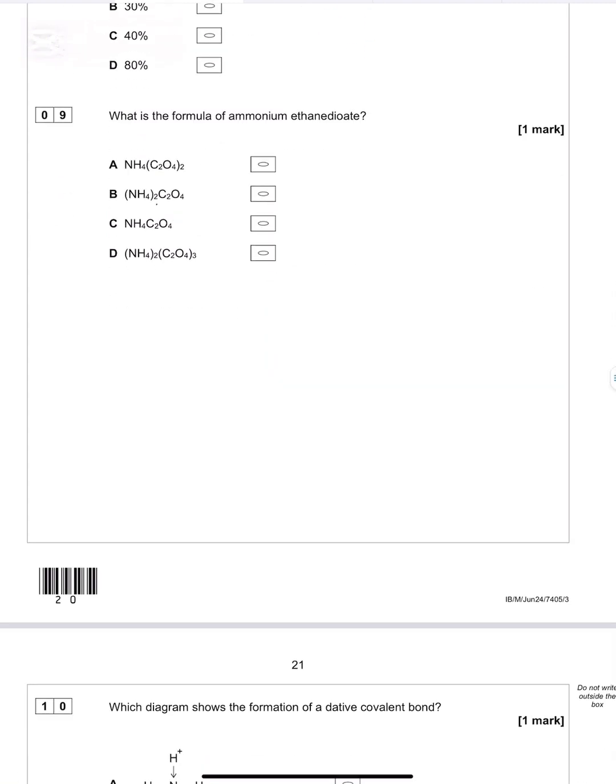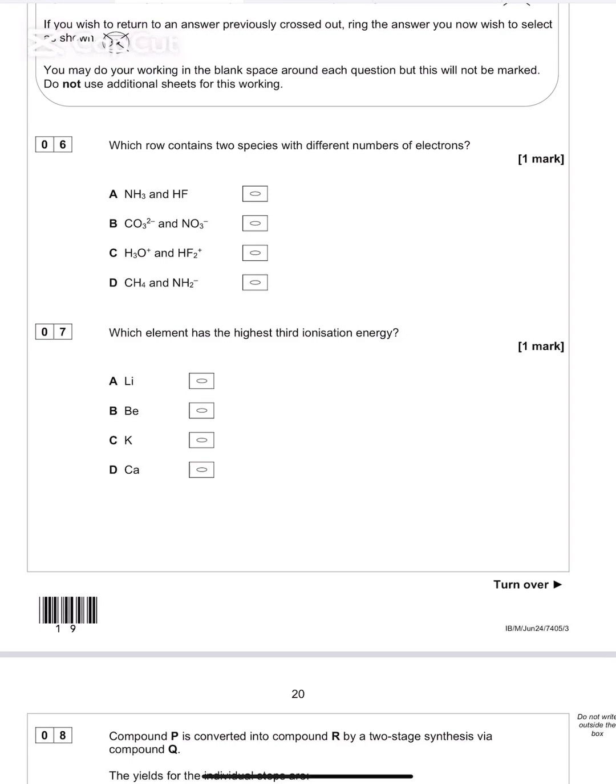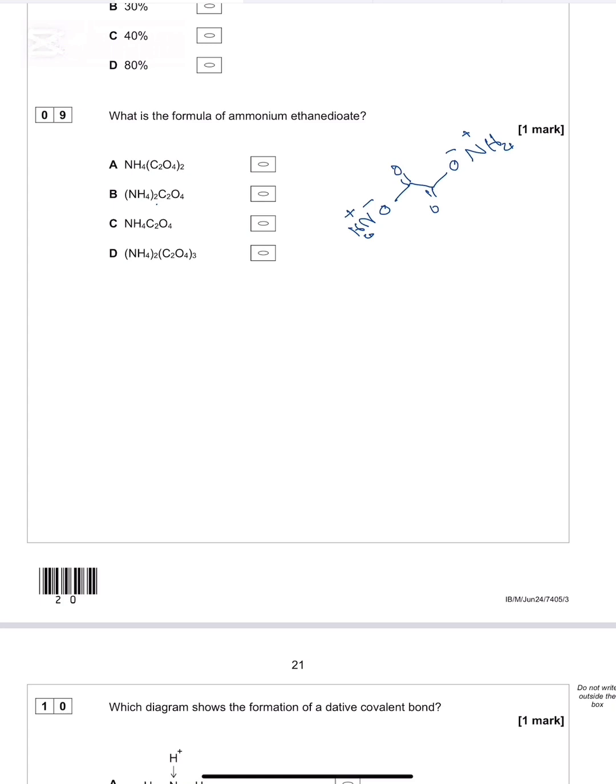So this is the correct answer. What is the formula of ammonium ethanedioate? Ethanedioate is simply this structure, O minus and O minus. When you have the ammonium, you have two of these ammonium. So now you have NH4 and then it's C2O4. So it's this one.